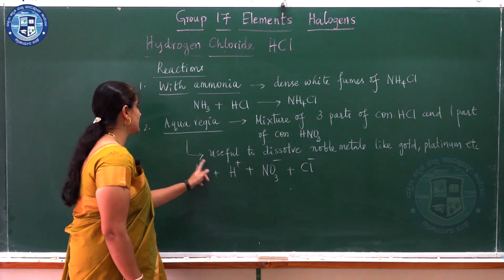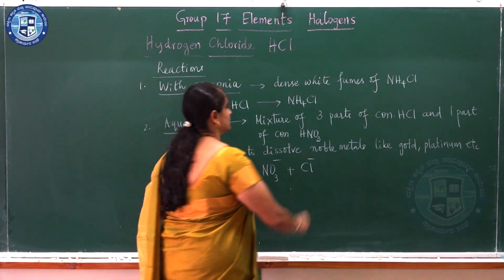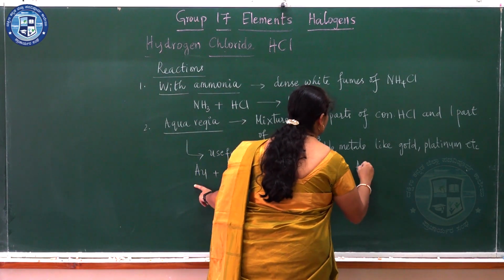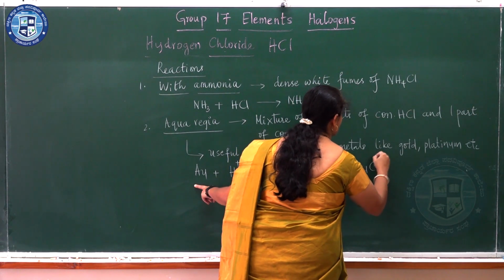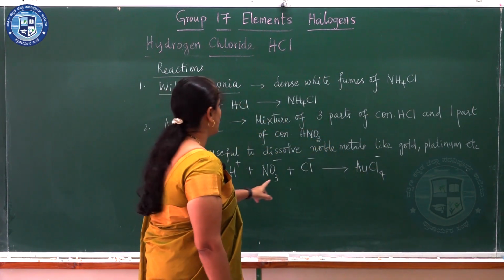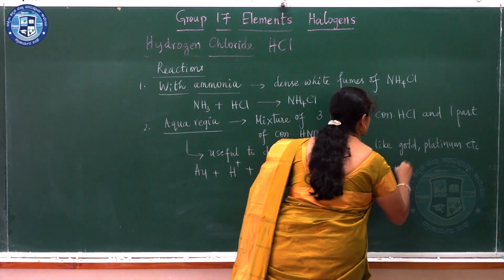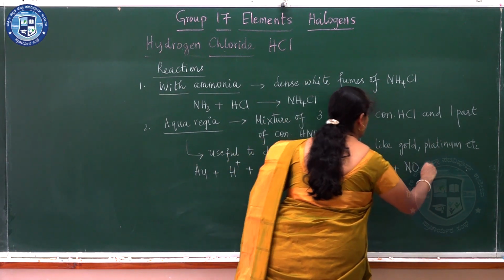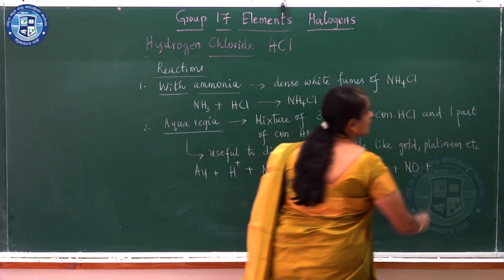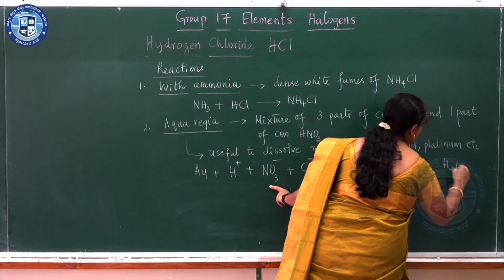Now this I will end up with the complex of gold. So I have AuCl4 minus, and this NO3 gets converted to NO, and this H and O will react to give H2O.